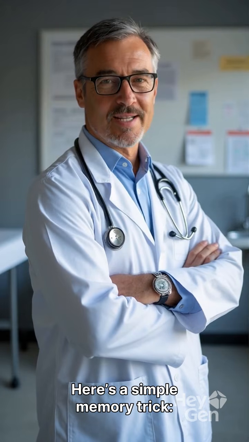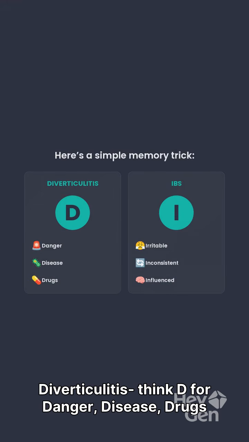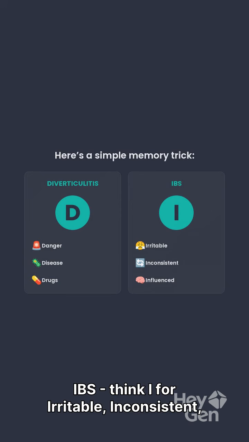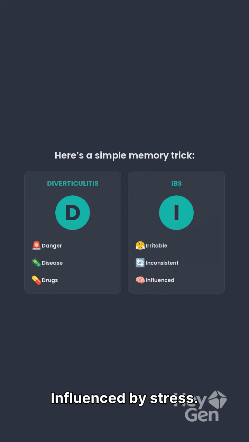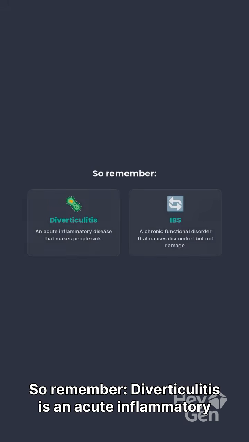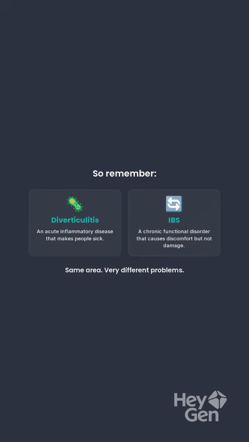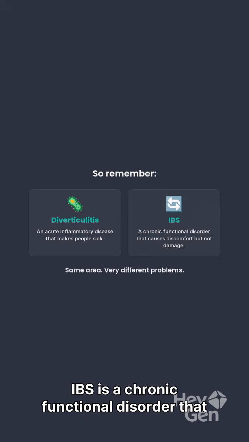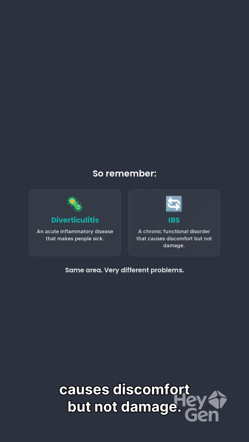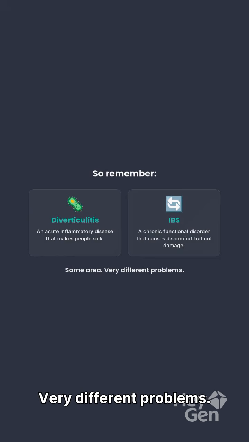Here's a simple memory trick. Diverticulitis, think D for danger, disease, drugs. IBS, think I for irritable, inconsistent, influenced by stress. So remember, diverticulitis is an acute inflammatory disease that makes people sick. IBS is a chronic functional disorder that causes discomfort but not damage. Same area, very different problems.